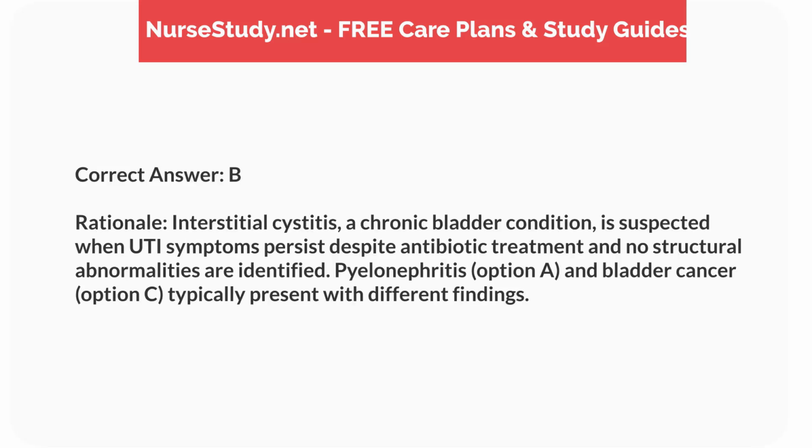Correct answer, B. Rationale: interstitial cystitis, a chronic bladder condition, is suspected when UTI symptoms persist despite antibiotic treatment and no structural abnormalities are identified. Pyelonephritis, option A, and bladder cancer, option C, typically present with different findings.